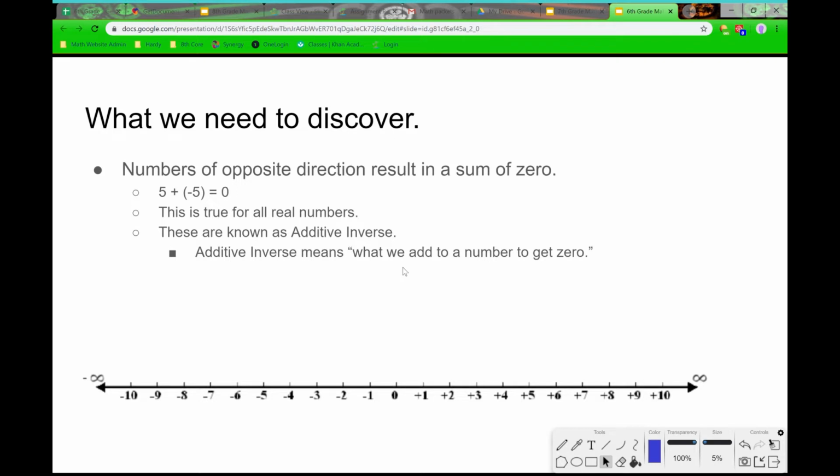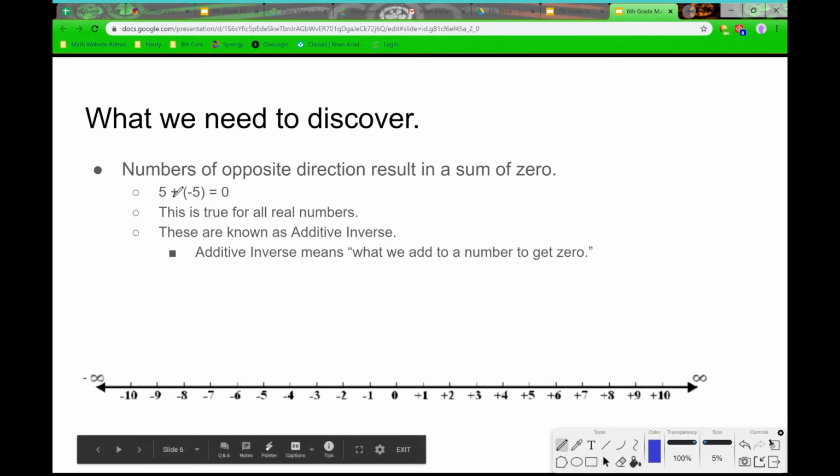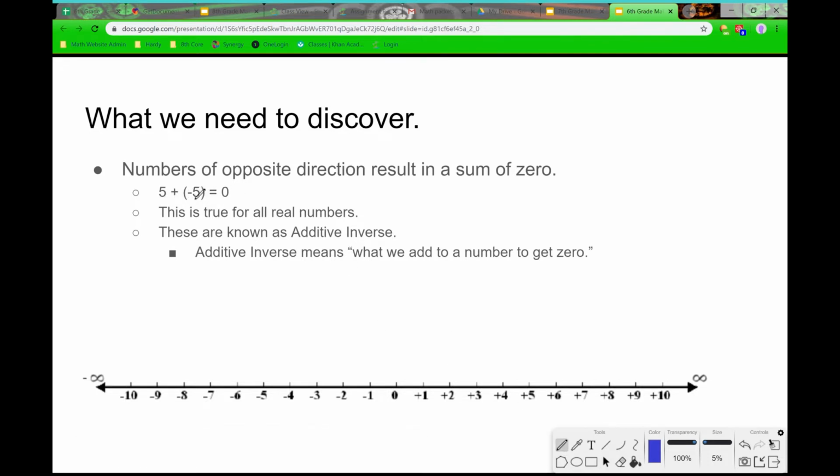Additive inverse refers to two numbers that when you put them together, you get the number 0. So if you look up here at this example, we have the positive 5 and the negative 5. When we put them together, we get 0. I have $5 and I lose $5. I now have $0. Because the 5 and the -5 cancel out, they get a sum of 0. We call these additive inverses.